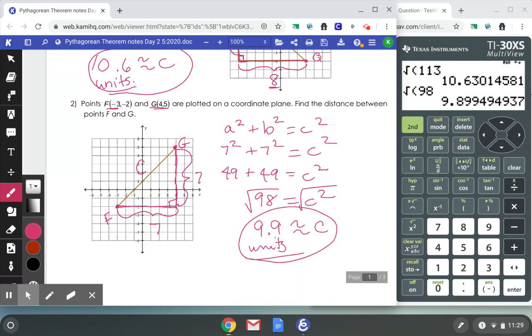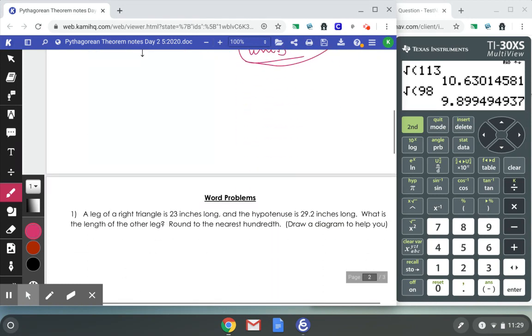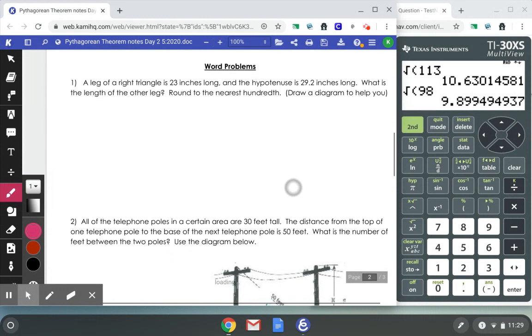Okay, so those are two examples of finding the distance between 2 points using the Pythagorean theorem, creating a right triangle, and then using the Pythagorean theorem to find that diagonal. Okay, a couple of word problems. The big part in these word problems is you are going to want to draw a diagram, okay? Your diagram is going to allow you to see the different sides of the triangle and what you know.